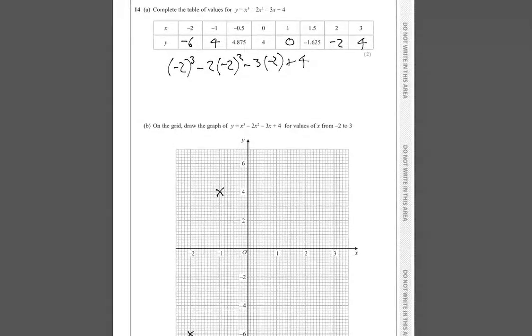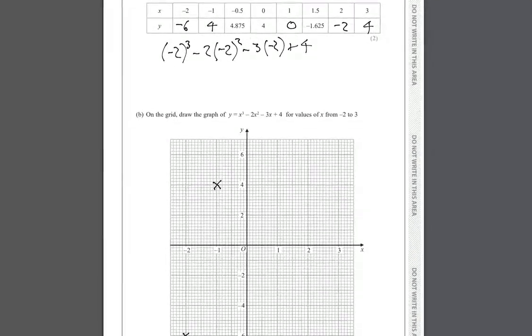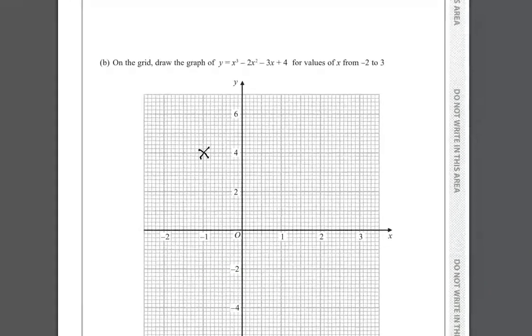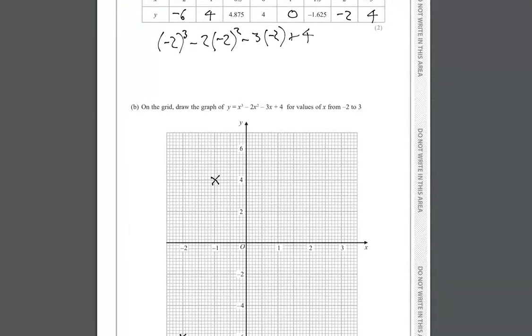There we go. Next one, -0.5 and 4.875. So -0.5, and so that's along here. Then 4.875. So this would be 5, so going up in 0.2, so it's above that one. So put it in there. 0, 4. So 0 along, so that's exactly on the line there.